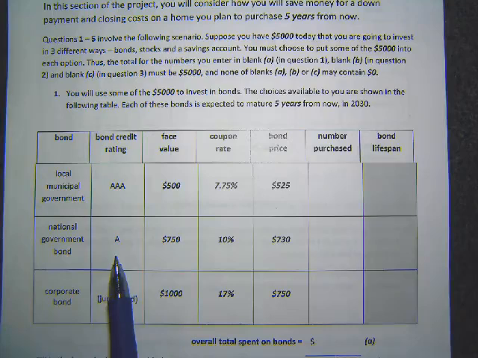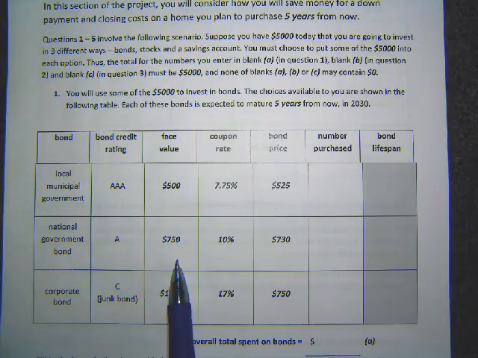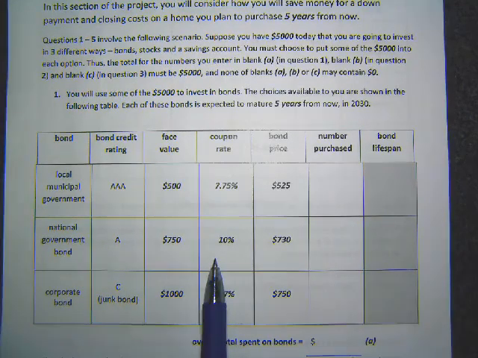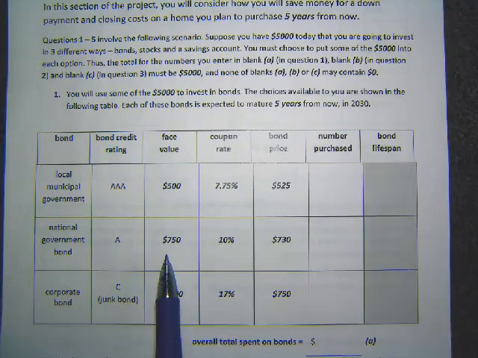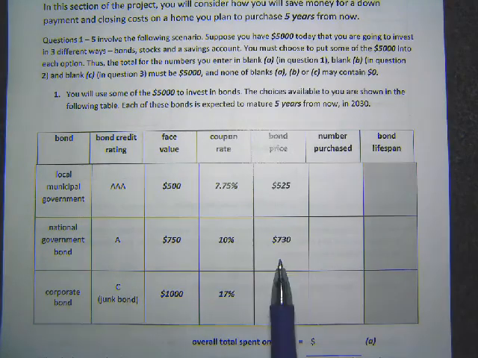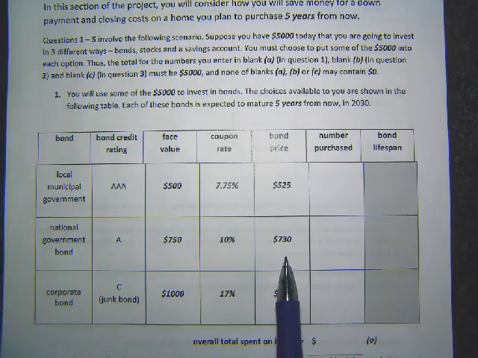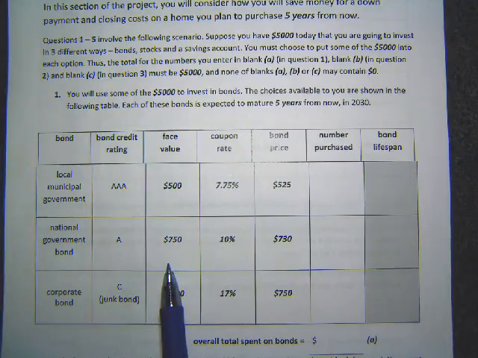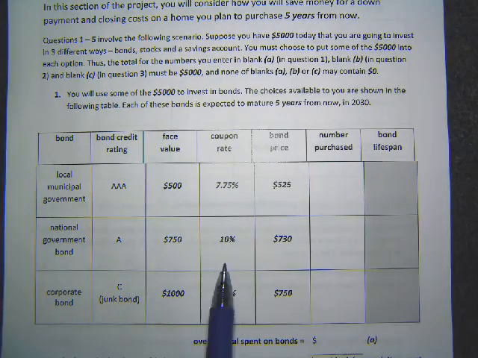Here, these ones, the national government bonds, have a little bit lower credit rating. They're not quite as safe as the first one. They do have a higher coupon rate because of that. These were $750. They're actually only selling at $730 right now, so they're selling on sale a little bit. So you can only pay $730 for these, and then they will pay you back $750 when they mature, and you'll get 10% on that $750 for the interest payments.